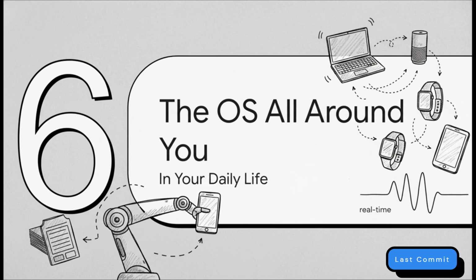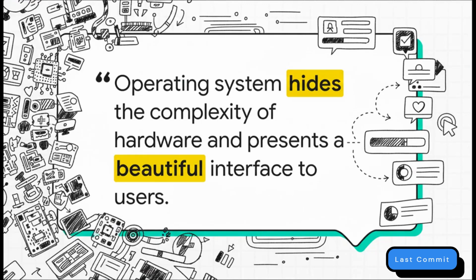Let's bring this all back home and look at how all these ideas come together in the devices you and I use every single day. You know, this quote from the source material we looked at really nails it. It says, "The operating system hides the complexity of hardware and presents a beautiful interface to the users." And that's exactly it. The whole point of a modern OS is to wrestle with all that insane, complicated hardware stuff in the background so that we just get a simple, clean, beautiful way to use our technology.